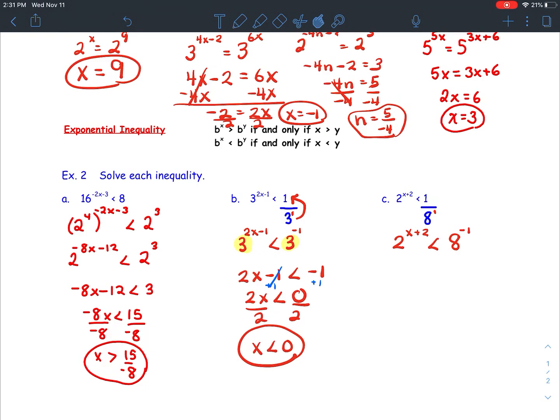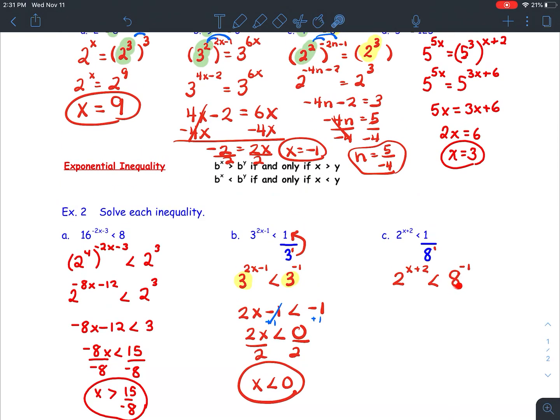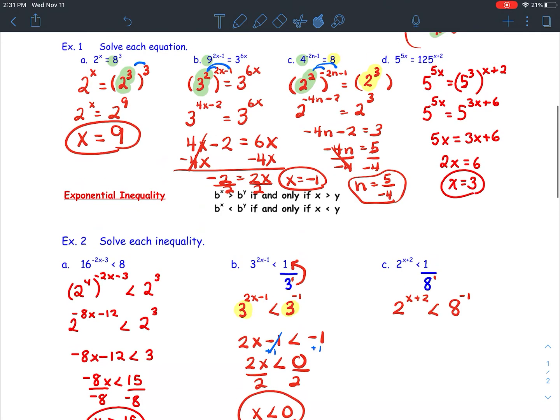Okay, so here we are again with this one. We're needing to change the bigger number, the 8, down into something that would match the smaller number. We had the same scenario right up here where we had to switch the 8 into a 2 cubed. So we're going to write this as 2 cubed, and then we're going to keep that exponent of -1 there. I'm going to multiply these together. This will be 2 to the x plus 2 is less than 2 to the -3rd.